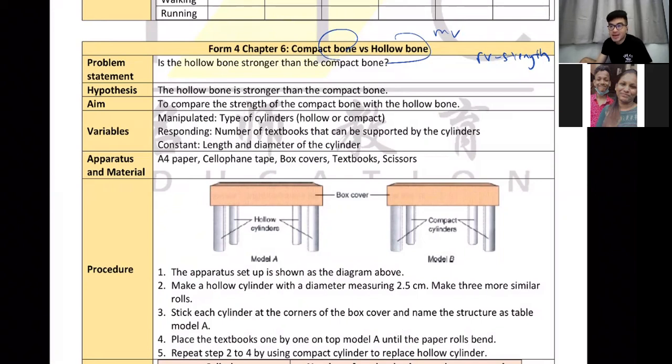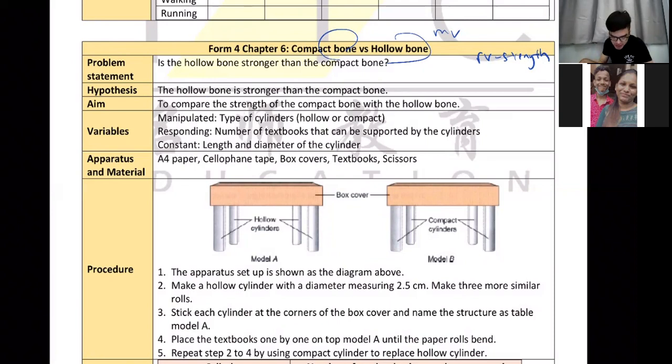So next, hypothesis. Now this one again, you cannot write more or less. So you have to use prediction. So you can say hollow bone is stronger than compact bone. Indeed, hollow bone is stronger. This is why our bone is hollow. Our bone is not compact. Compact means the whole thing is full. If you bend an empty pipe, it is very strong. But if you bend a pipe with cement inside, the thing will break easily. So this is why.